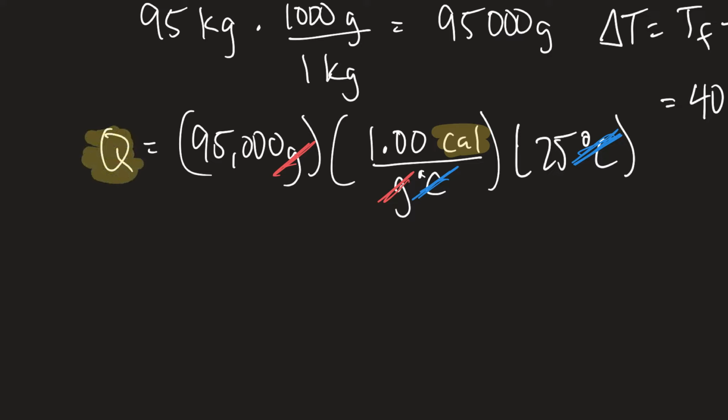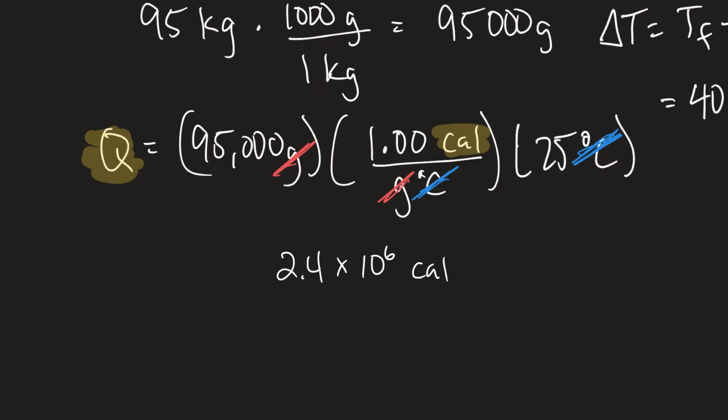Now when you put this in your calculator, you will see that the answer is 2.4 times 10 to the 6 calories. That's how much energy it's going to take to heat up 95 kilograms of water from 15 degrees Celsius to 40 degrees Celsius.